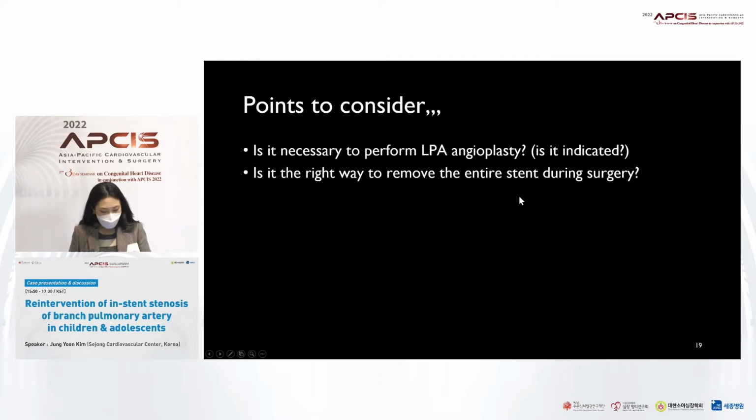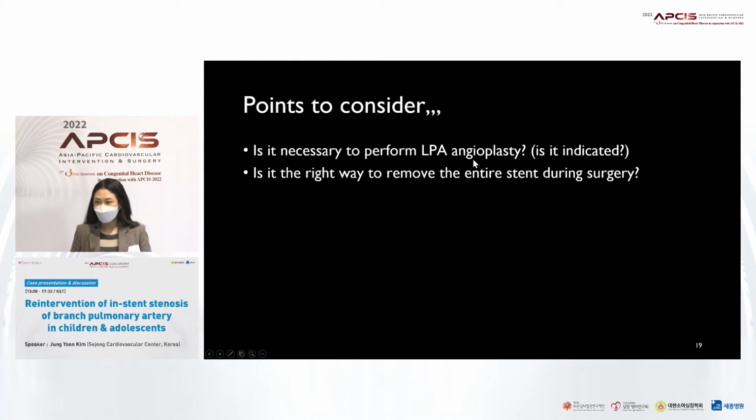But I think there are a few things to consider before surgery. I would like to hear comments from the audience, panelists and moderator on this point. First, is it necessary to perform LPA angioplasty in this surgery, because our last lung perfusion scan shows 1.6? Is it indicated? And if you do the surgery, how should it be done? Do you have any comments? Panelists first.